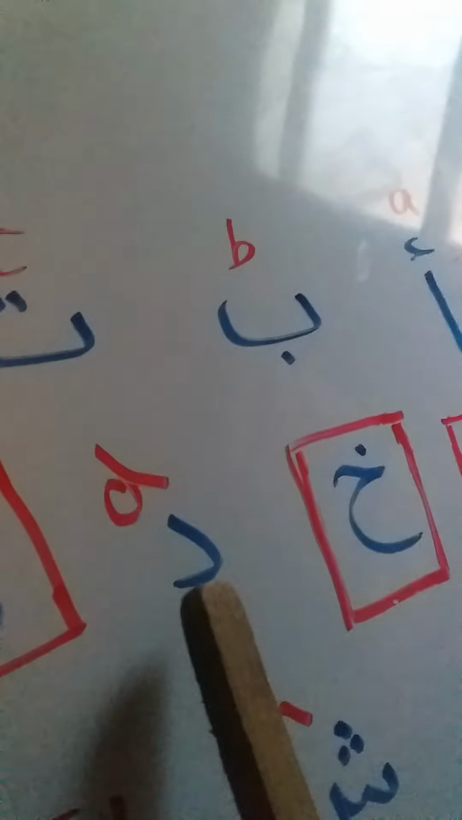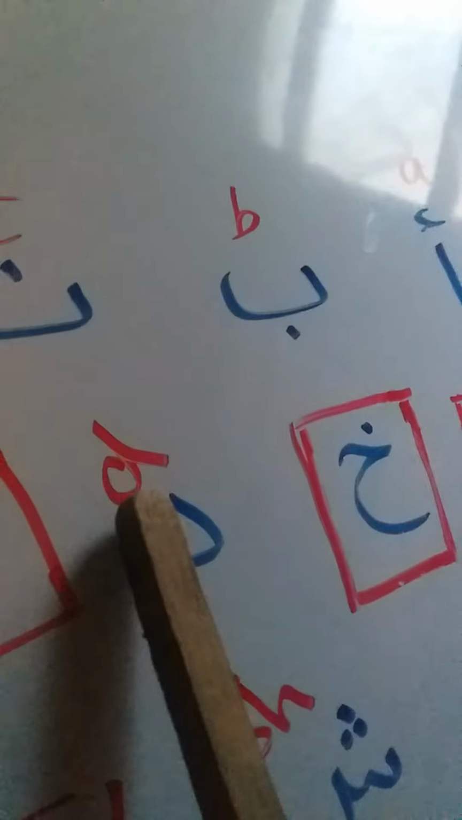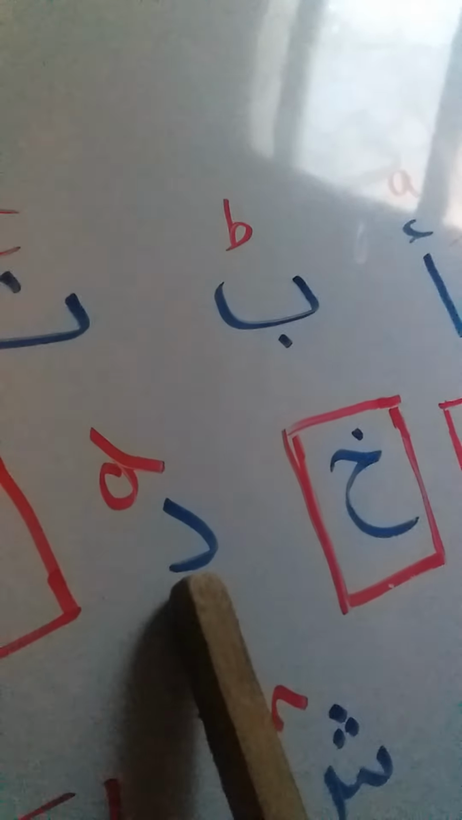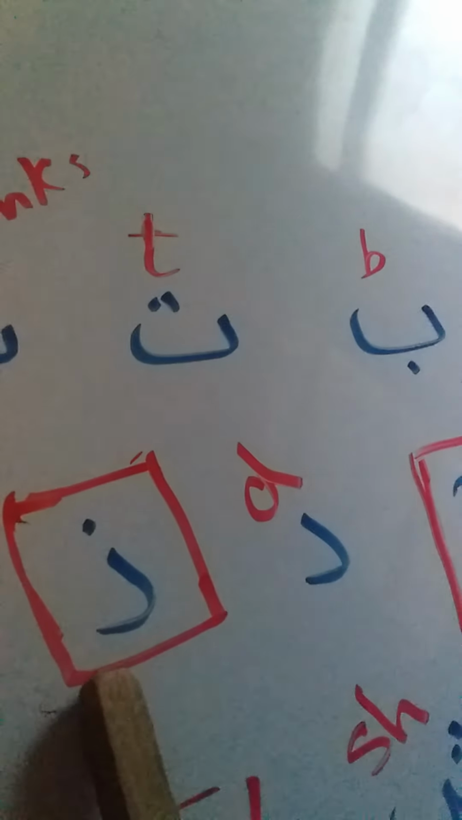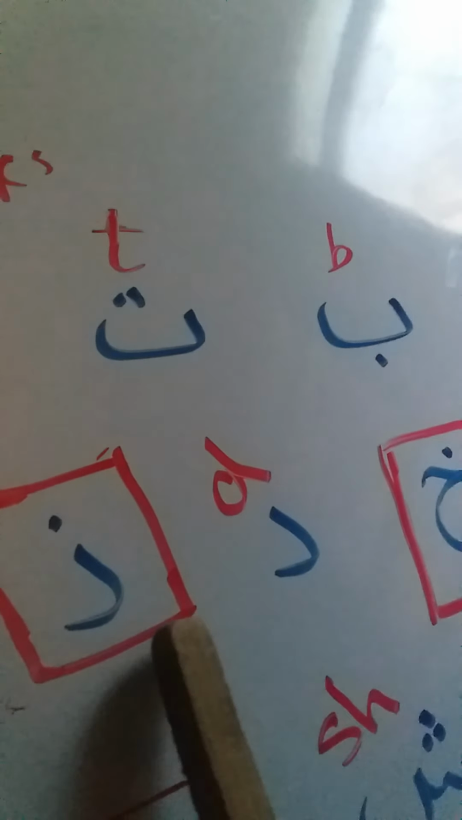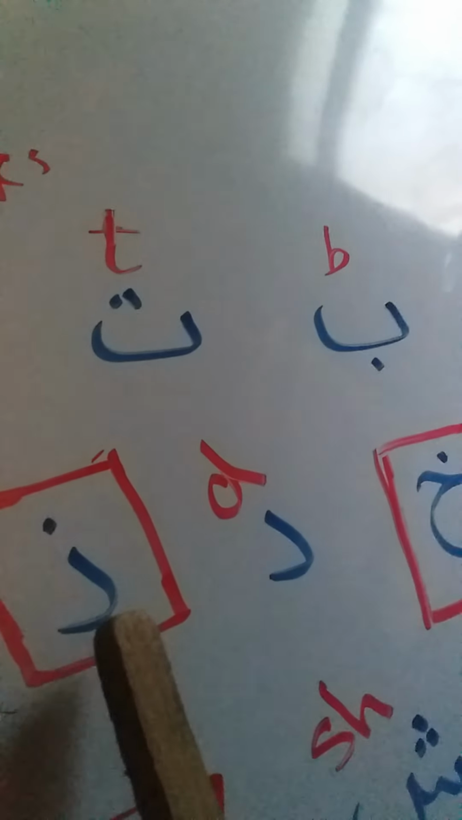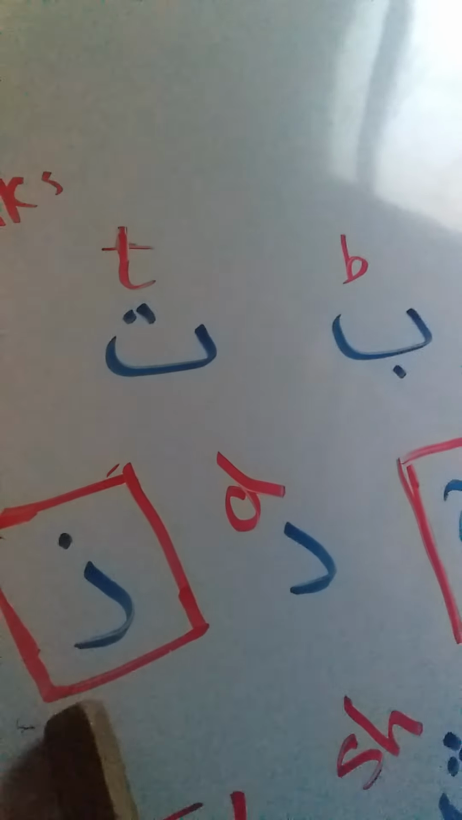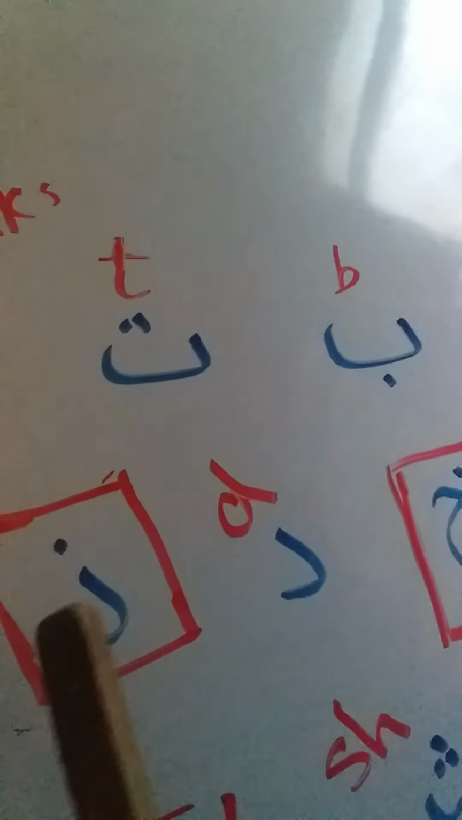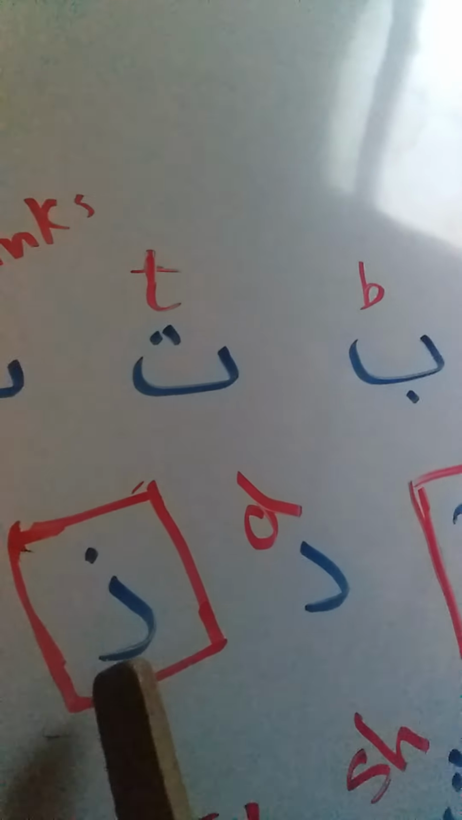The next letter is Dal. Dal, whose sound is D. Dhal, it's in a square. That is a new sound according to English. Dhal, we use the tip of the tongue with the upper teeth in pronouncing this, in Dhal.